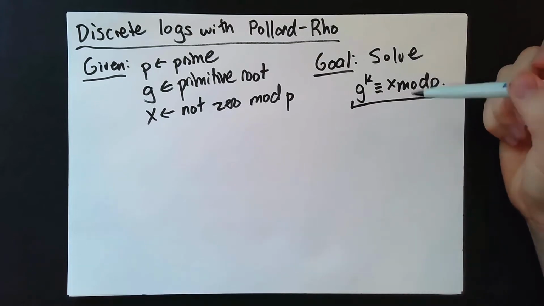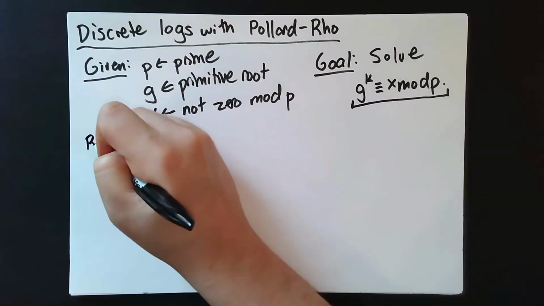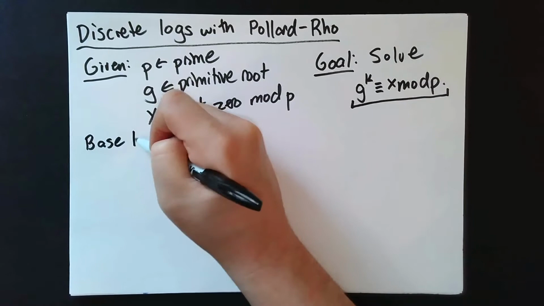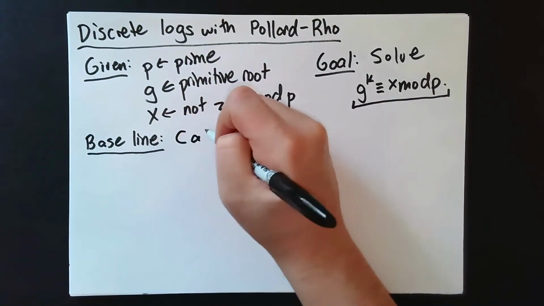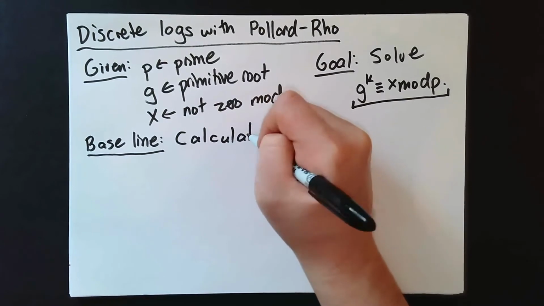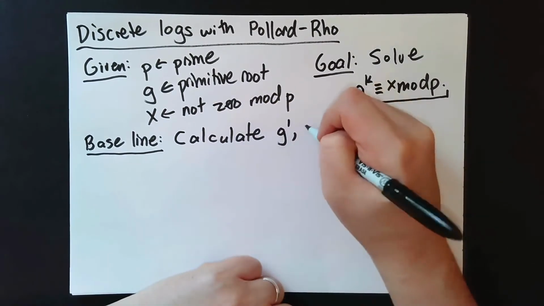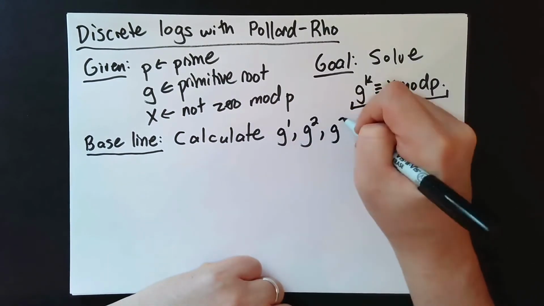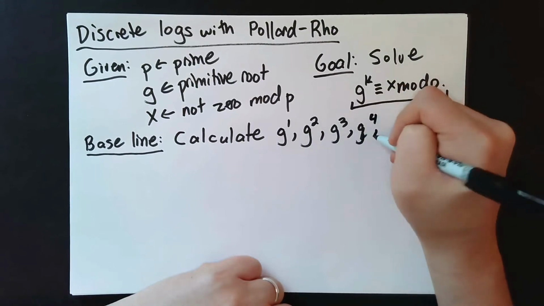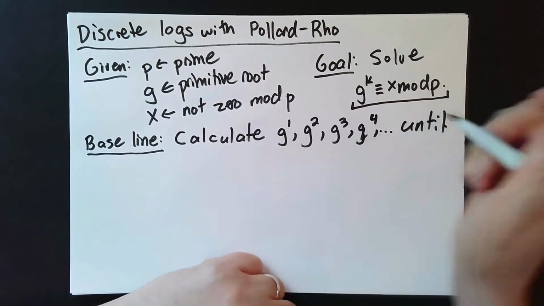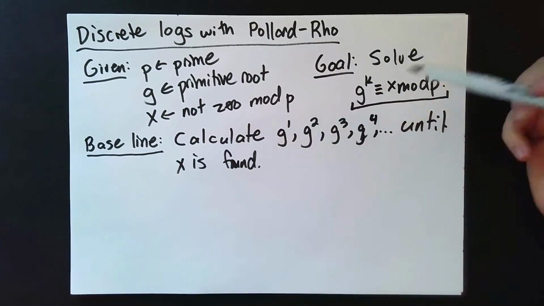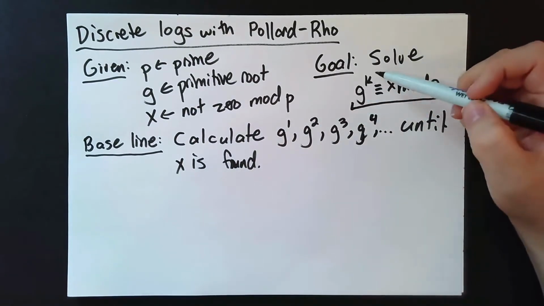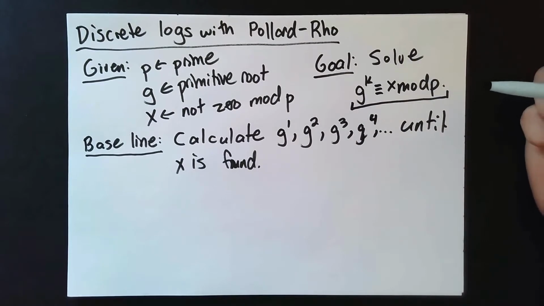But before I get into that, I want to remind you what the baseline is. That is to say, what would be the running time if I were to use the naive algorithm? The naive algorithm is to calculate g to the 1, g squared, g cubed, g to the 4th, etc., until x is found. So basically, this is guess and check. I guess a k, see if it works. If it doesn't, try another k until I get there.